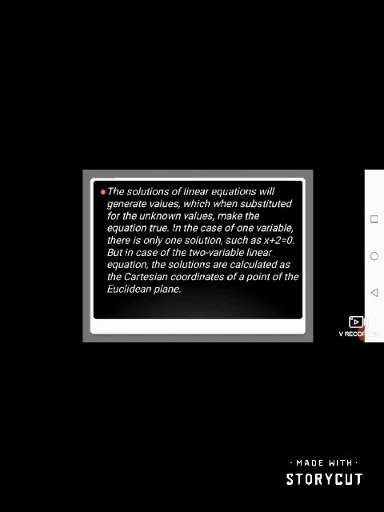In the case of one variable, there is only one solution, such as x plus 2 is equal to 0. But in the case of the two-variable linear equation, the solutions are calculated as the Cartesian coordinates of a point of the Euclidean plane. Below are some examples of linear equations in one variable, two variables, and three variables. So let's first go on to the linear equation in one variable. 3x plus 5 is equal to 0. 3 over 2x plus 7 is equal to 0, and 98x is equal to 49.